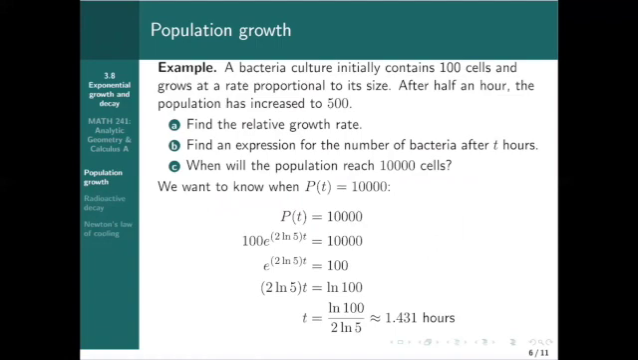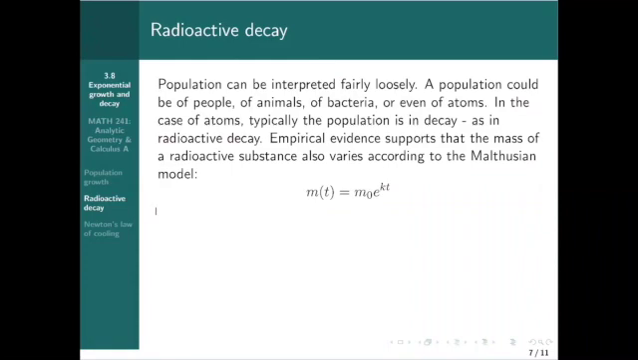In our previous example, we were using the model P of T equals P0, the initial population, times e raised to K times T. So P of T represented the population at a given time T, and P0 represented the initial population. It turns out that the population can be interpreted very loosely. So a population can be the number of people, the number of animals, the number of bacteria, as we saw in the previous example, or even atoms. So in the last case, typically the population is in decay.